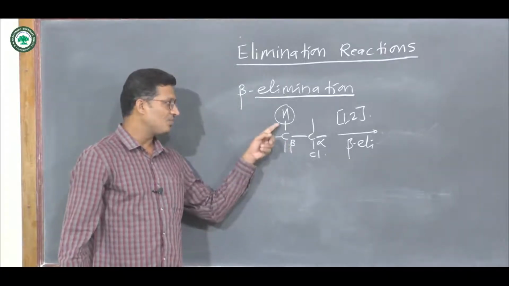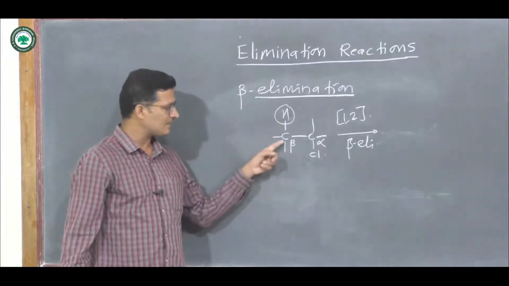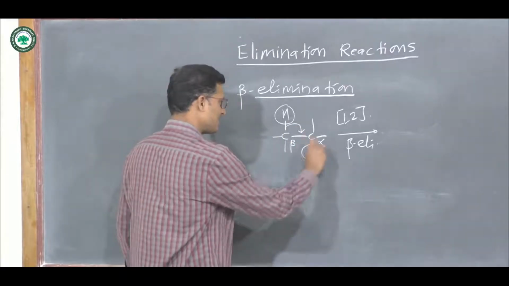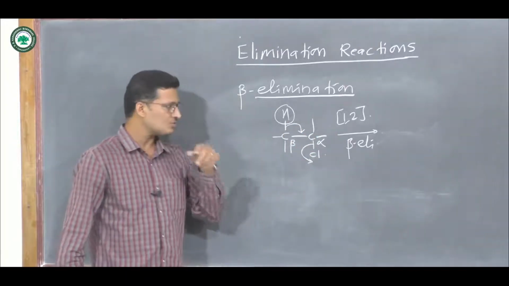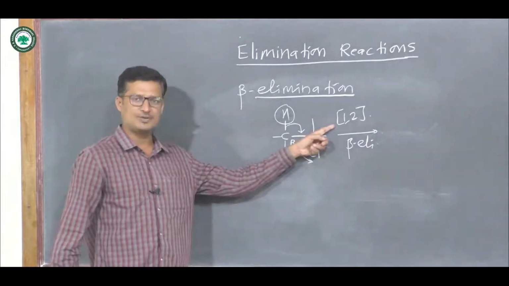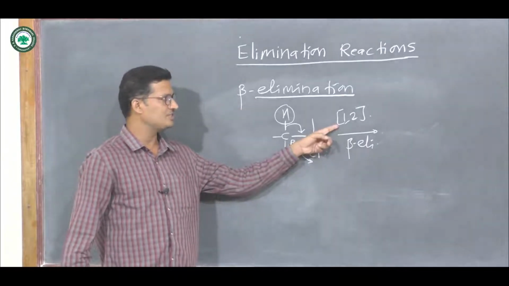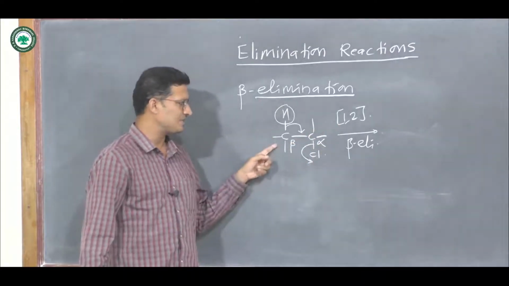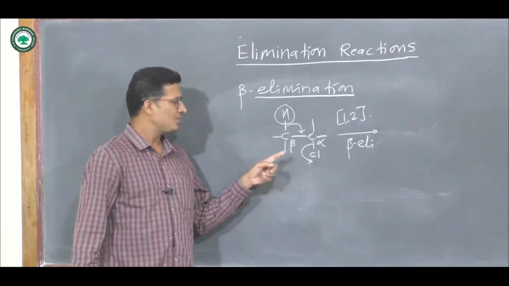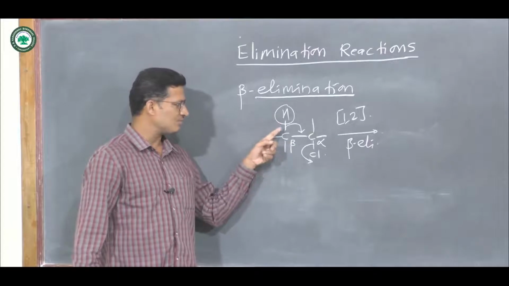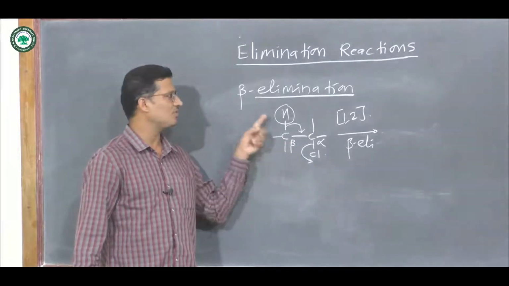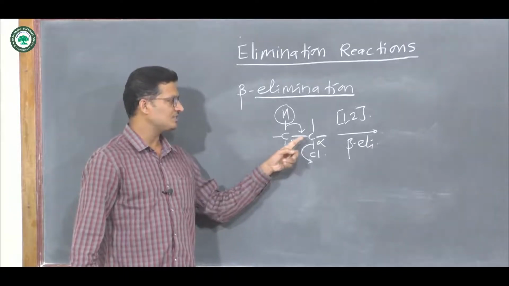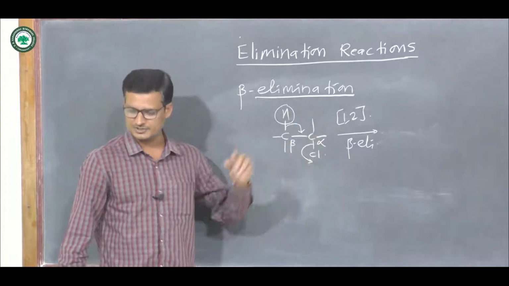At a beta carbon we remove the hydrogen and then the elimination takes place. So that's why we call it a beta elimination reaction. All beta elimination reactions are examples of 1,2 elimination, but not all 1,2 eliminations are examples of beta elimination. So we remember what is meant by beta elimination: in an elimination reaction we remove the hydrogen from the beta carbon, then such reactions we call beta elimination reactions. And we remember beta elimination is an example of 1,2 elimination reaction.